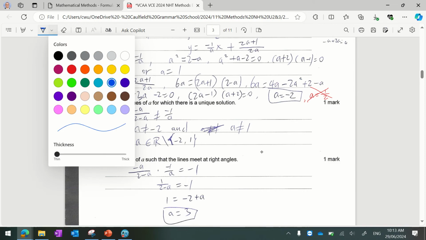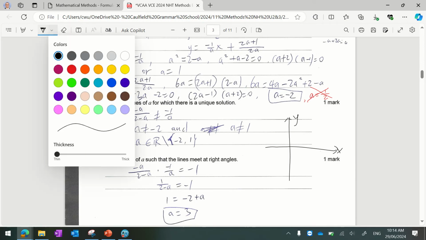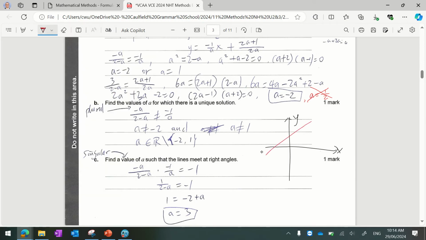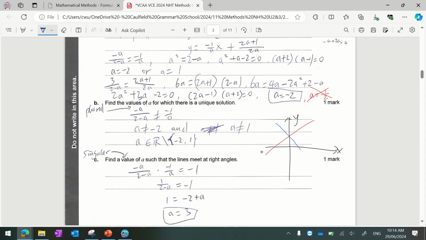let me use a different color. Even if you have x-axis here, y-axis here, drawn properly, and then even if they have the same y-intercept, right? So that's the first line, and let's say the second line. Even if they have the same y-intercept, as long as the gradient is different, it's going to have one unique solution, right?